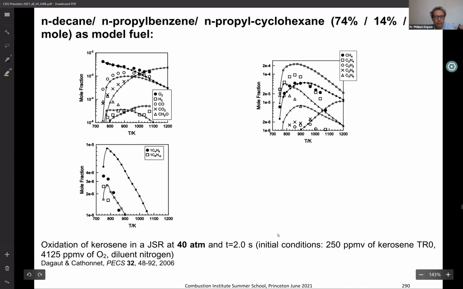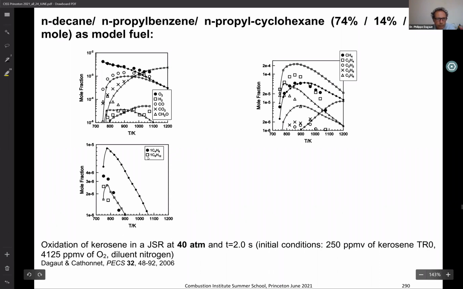And still higher pressure, 40 bars. So the concentration of oxygen is okay here, as well as the formation of hydrogen, within experimental errors, and that of CO, CO2, formaldehyde. So we can see here that we underpredict the formation of formaldehyde. This is due to the fact we don't include the low temperature chemistry.